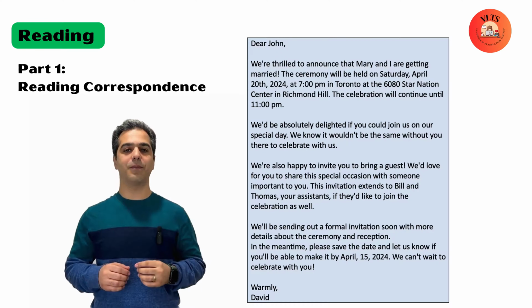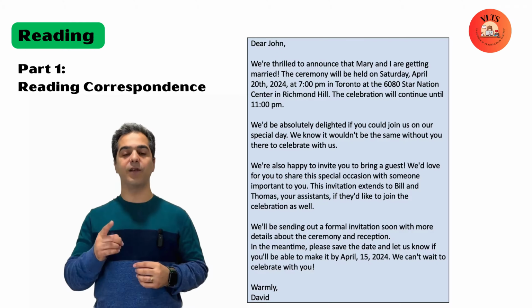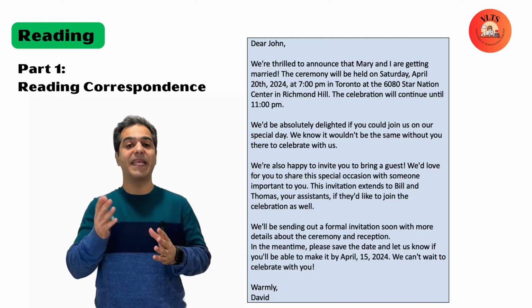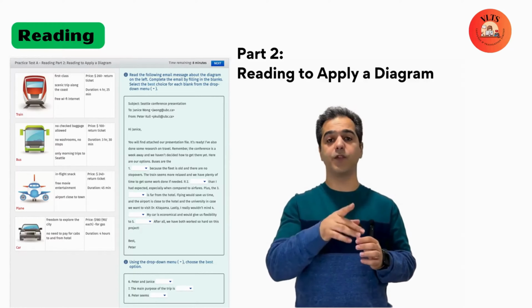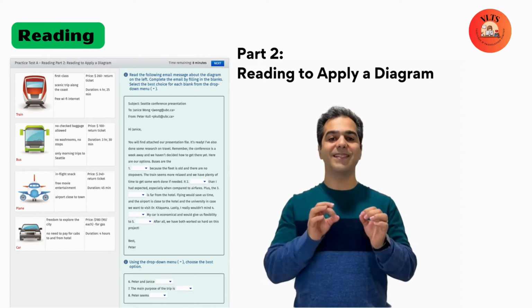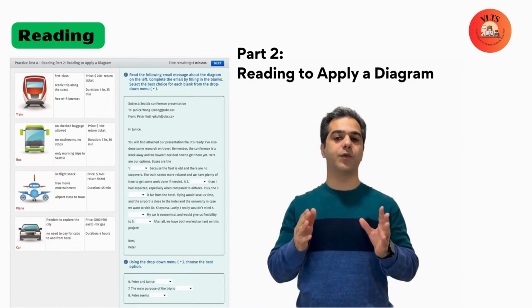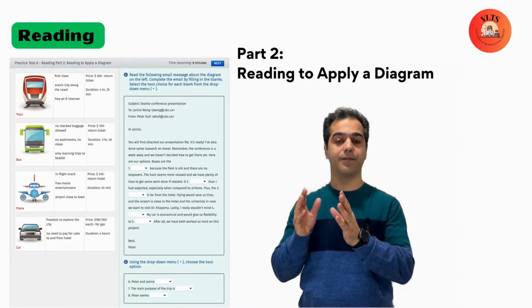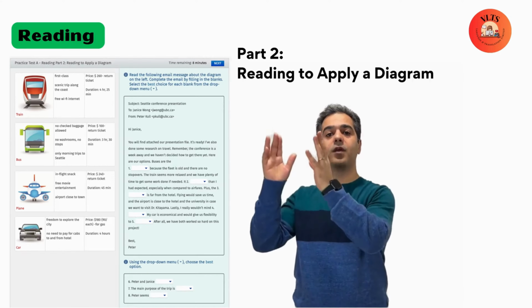In part 1 of the CELPIP reading, you will be presented a letter or similar communication like an email. Reading part 2, reading to apply to a diagram. This section presents a fascinating visual, like a picture or a diagram, alongside a set of questions.